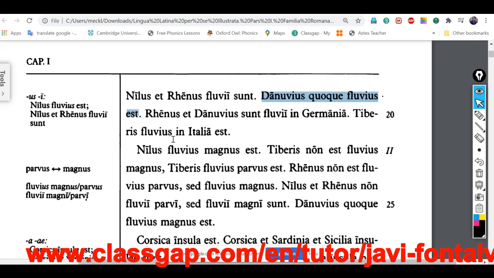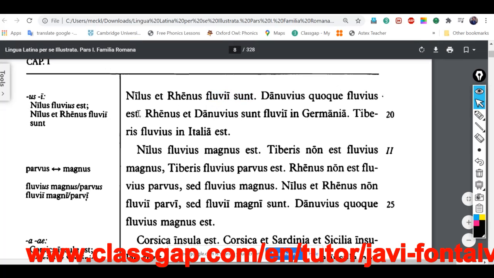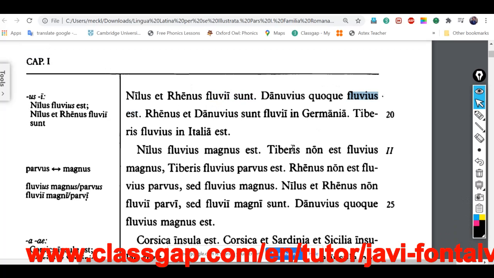Danubius quoque fluvius est. So this is another river. What river is that? Danube. Is also a river. So notice, rivers is plural, a river is singular. Usually the S goes on if it's plural, but in Latin, it's the opposite. So fluvii, fluvius, you see? Singular, plural, yeah? Renus et Danubius sunt fluvii in Germania.